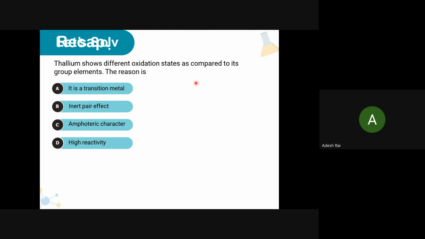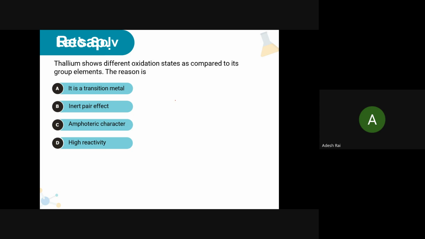So it can show +1 and +3 oxidation states, but down the group, lower oxidation states are more stable or predominant, yes or no? So thallium will show which oxidation state, +1 or +3? Yes, +1. Why? What is the reason? The reason is the inert pair effect.